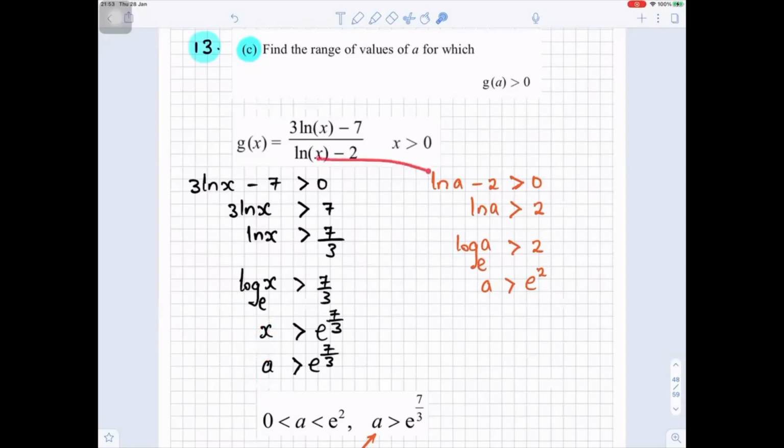And if we do the same for the denominator, ln a minus 2 is greater than 0. We've just replaced the x with a. So minus 2 goes to the right, it becomes plus 2. So log a to the base e is equal to 2. So e to the power 2 or e squared, a is greater than e squared. So what you have is a between 0 and e squared, and a is greater than e to the 7 over 3. So those are the range of values.